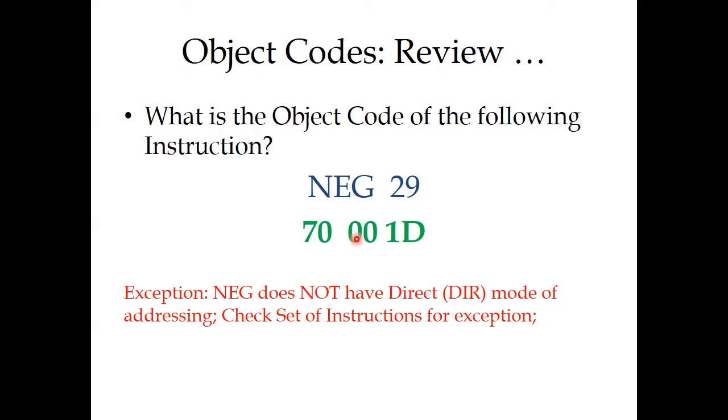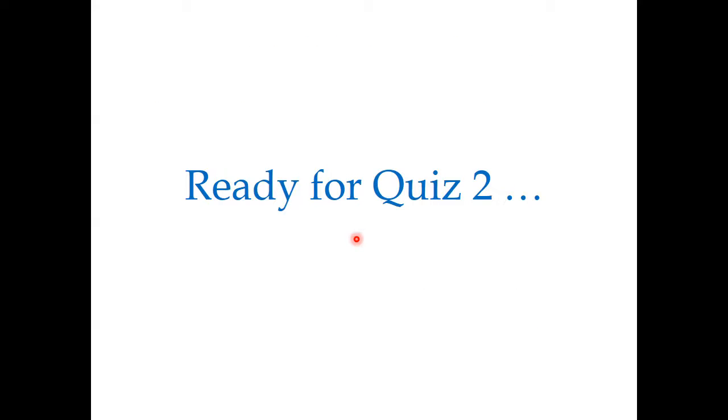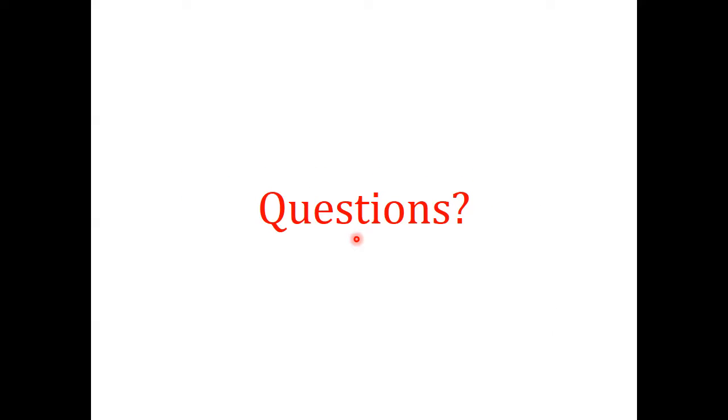So let's try our next quiz, which is quiz 2. In each question, you'll be given an instruction, and for every instruction, you have to write an object code. But be careful, sometimes the object code is 1 byte, sometimes it's 2 bytes, sometimes it's 3 bytes, and the operand is always written in hex. If it is not in hex, convert it to hex, okay? Any question? Okay, let's go to the quiz section and try quiz 2.